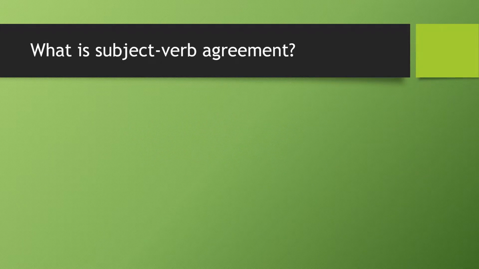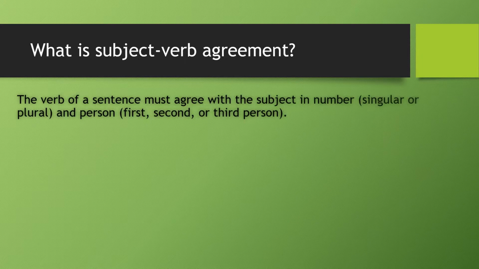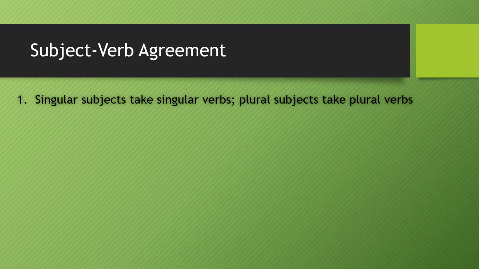So what exactly is subject-verb agreement? Well, it's simply that the verb of a sentence must agree with the subject of the sentence in number, whether it's singular or plural, and person, whether it's first person, second person, or third person. There are several rules that we will need to learn when we talk about the subject of subject-verb agreement.